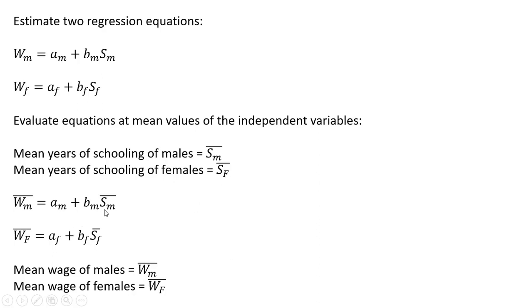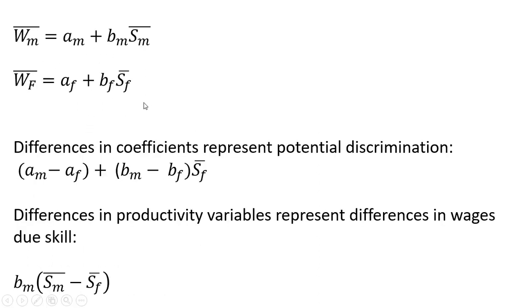And as a result, by evaluating the regression at its mean values, we'll get the mean value of wages for males will equal this, and the mean value of wages for females will look something like this. So just rewriting that. So given these two estimated regressions, the differences in coefficients represent potential discrimination. So the coefficient here, the vertical intercept, the constant term for males, minus the constant term or intercept term here for females, that difference will partly reflect potential discrimination.